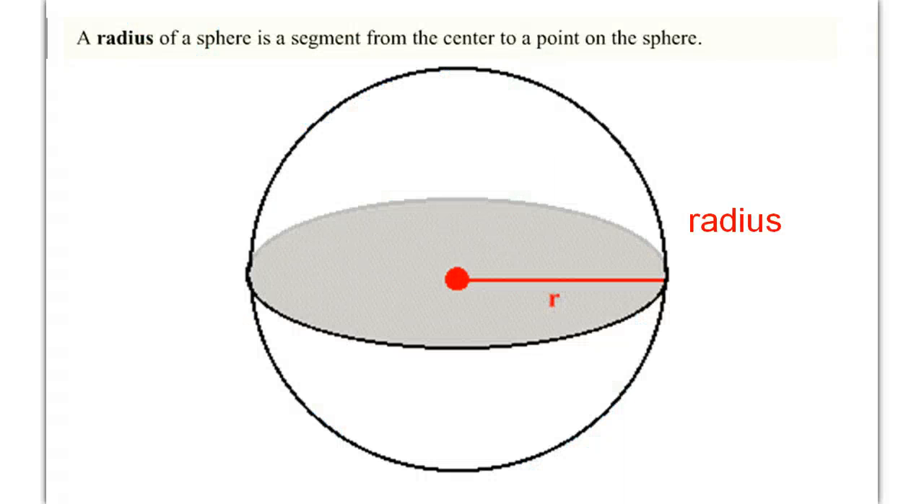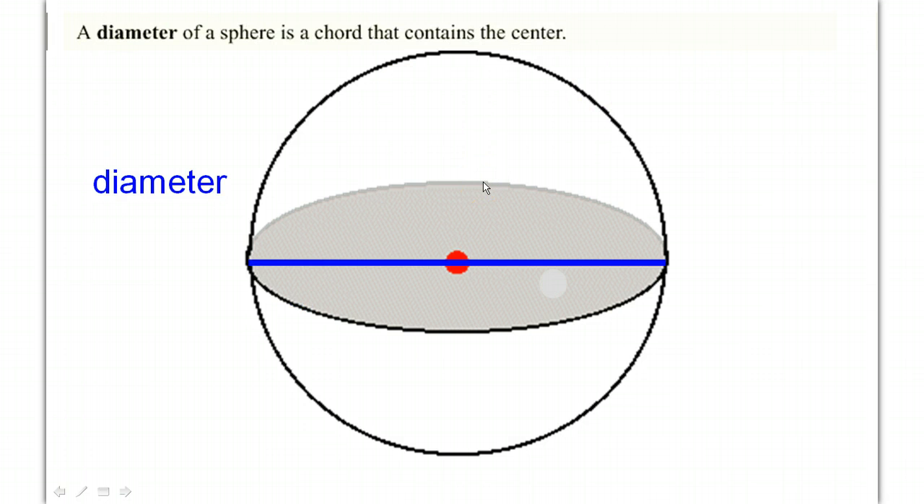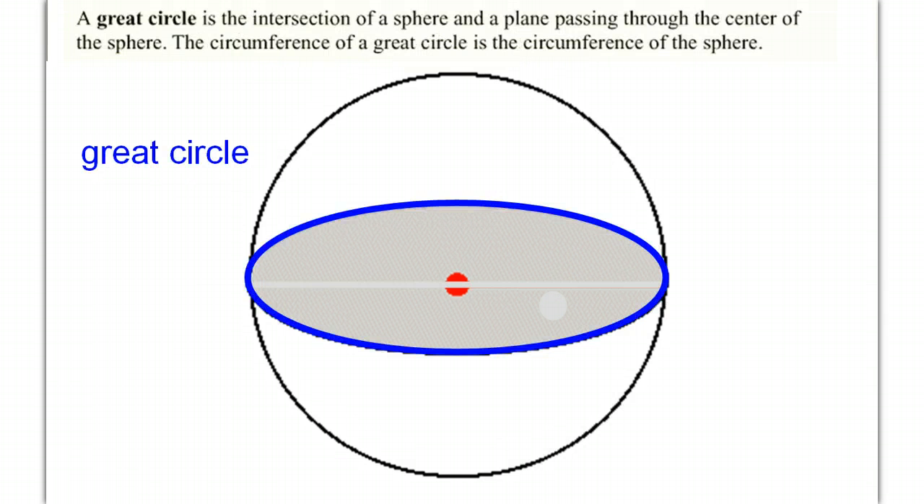Okay, first let's go through the vocabulary. Just like a circle, a sphere has a radius. The radius of a sphere is the distance from the center of the sphere out to any point on the sphere. A sphere can have a chord, a segment whose endpoints are on the sphere. A sphere can have a diameter, and that's the chord that contains the center, the way a diameter works for a circle.